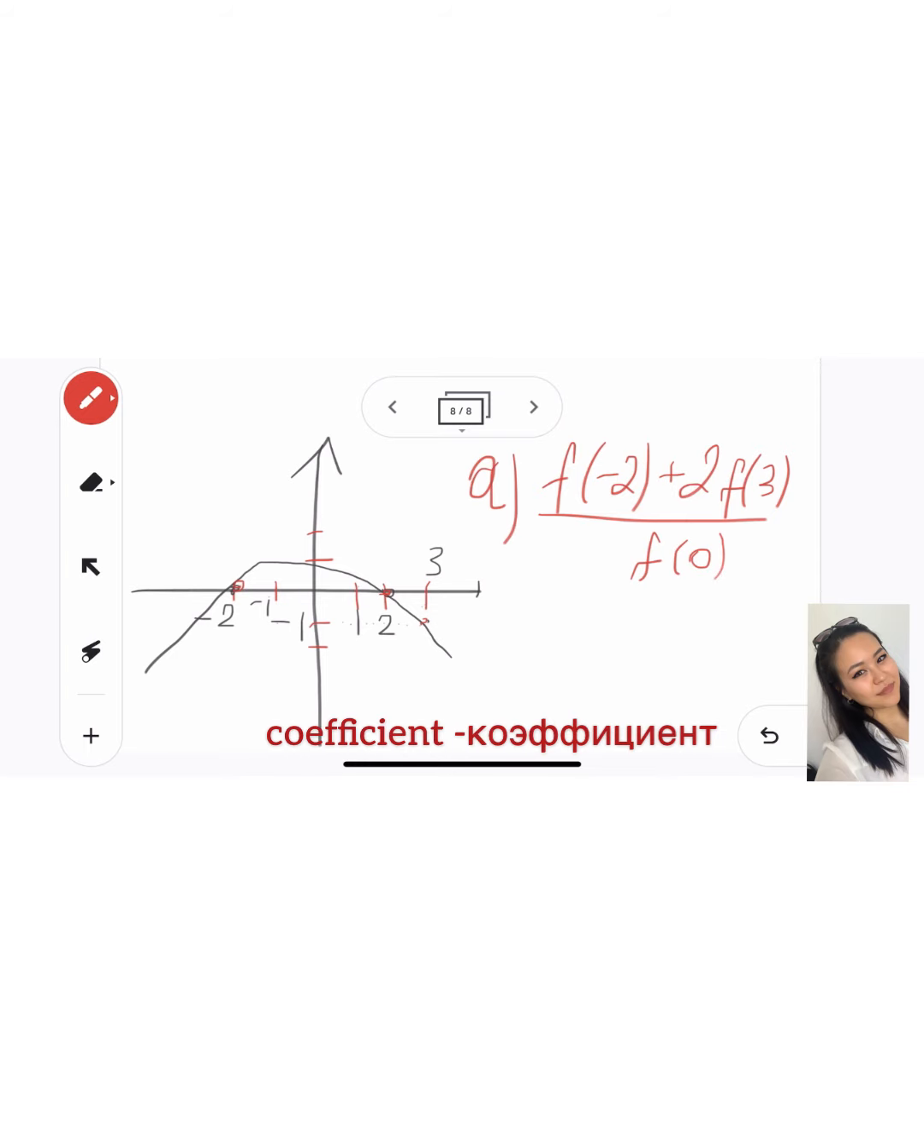So 2 right there is a coefficient. 2 in the front of the f of 3, you see? Now, as you can see from the graph, when x equals -2, y is 0. So the value is 0. Next one is 3. When x is 3, y is -1. Follow the graph. The third one, f of 0, is 1. So we substitute all the numbers into place.